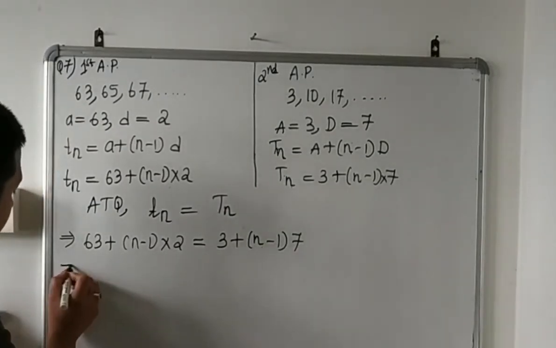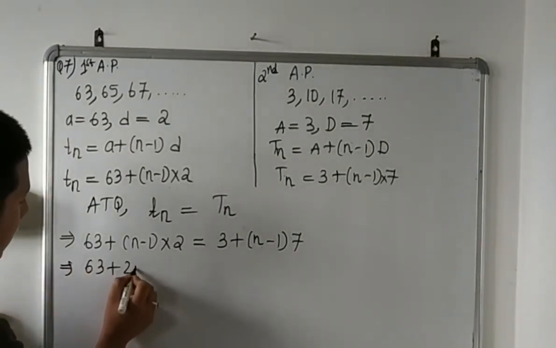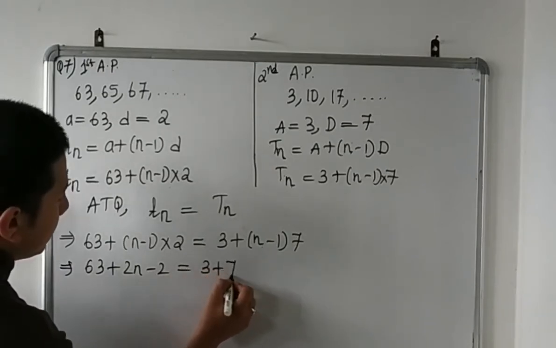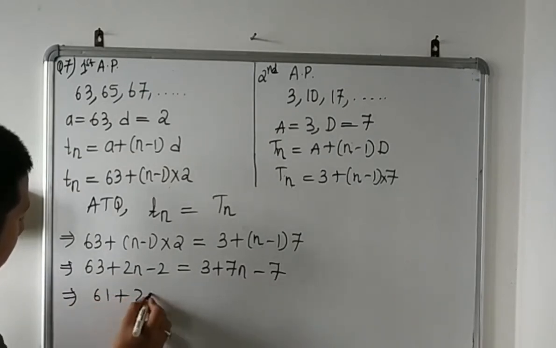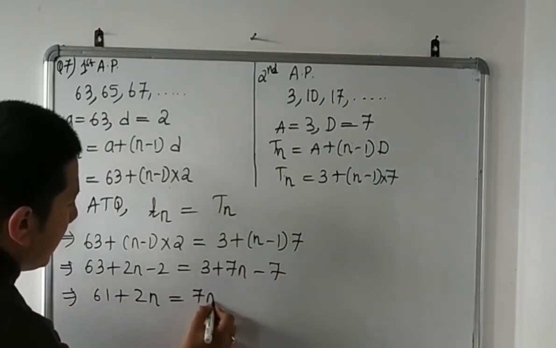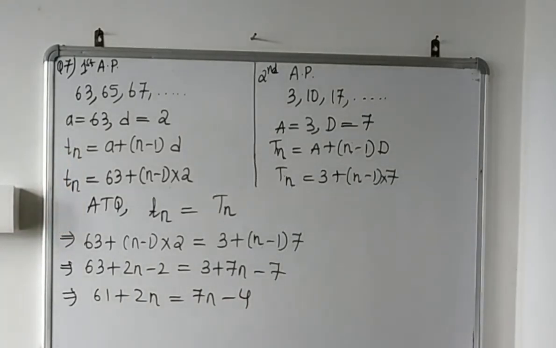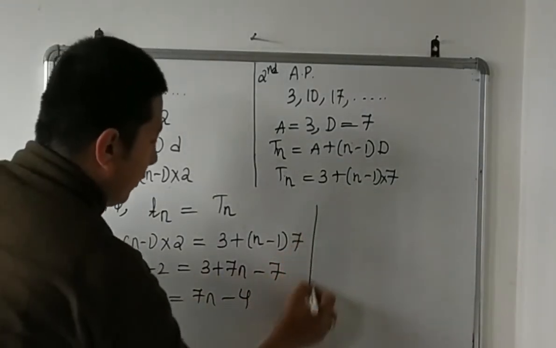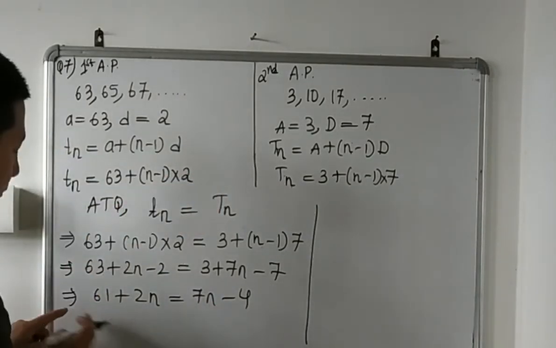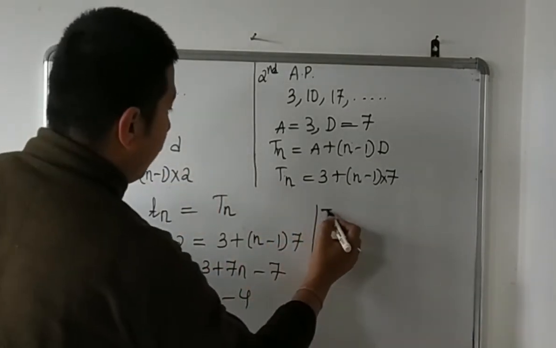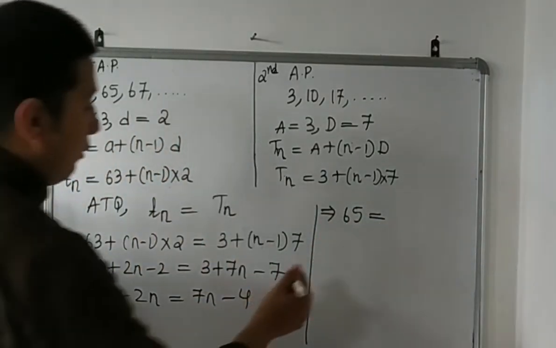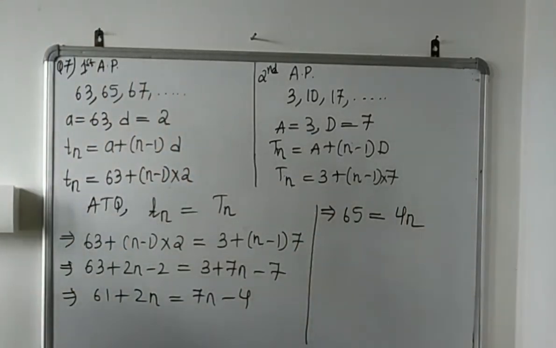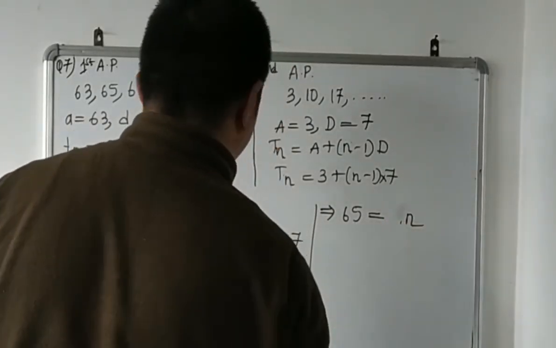So let us multiply. This is 63 plus 2n minus 2, which is equal to 3 plus 7n minus 7. Now you know what to do. 63 minus 2 is 61 plus 2n, which is equal to 7n minus 4. Numbers together, n together, so 61 plus 4 is 65, which is equal to 7n minus 2n, which will be 5n.